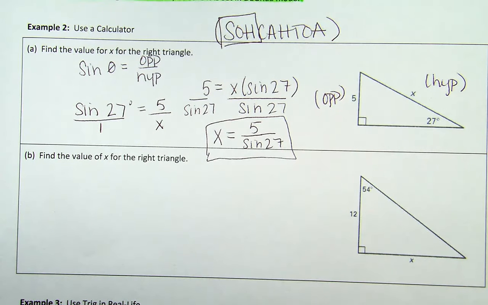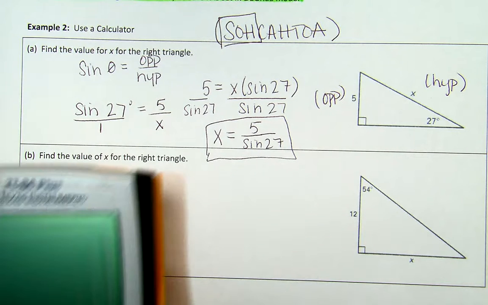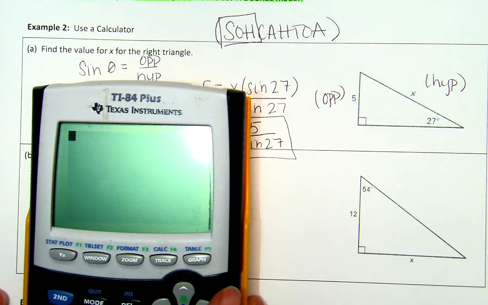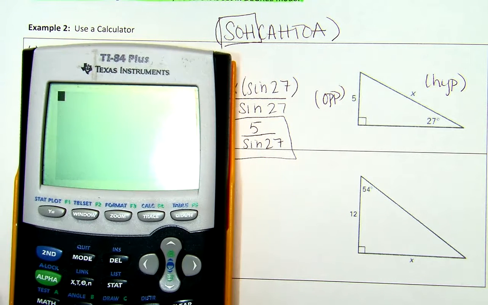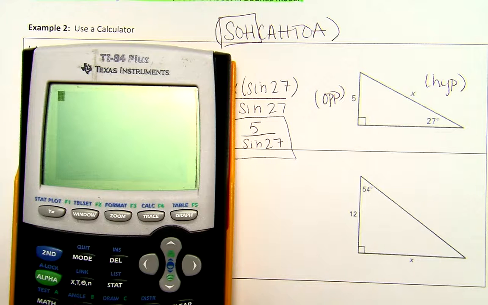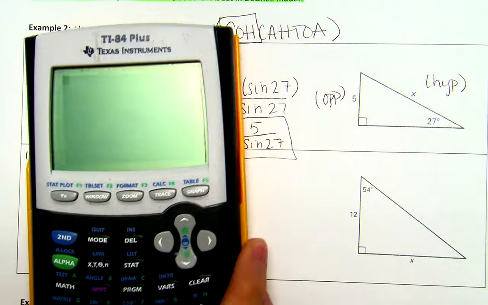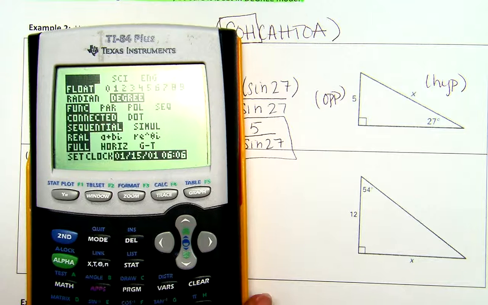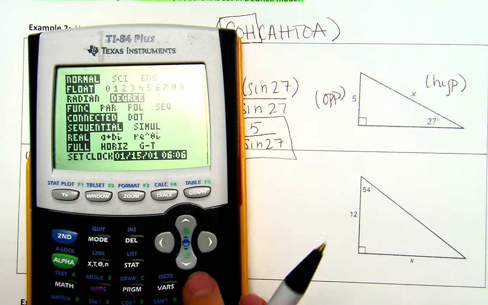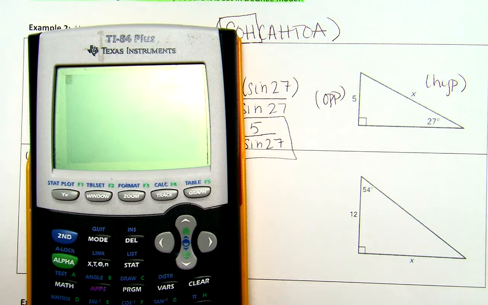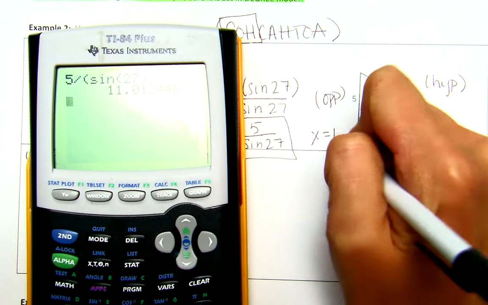So let's plug that into our calculators. Again, you want to make sure that you are in degree mode. To check on that, you can go to your mode button. Make sure that you are in degree mode and not radian. So if you clear out of that, we're going to take 5 divided by, and then in parentheses, I'm going to take sine of 27 degrees. When I hit enter, I get x to be about 11.01 if I round.